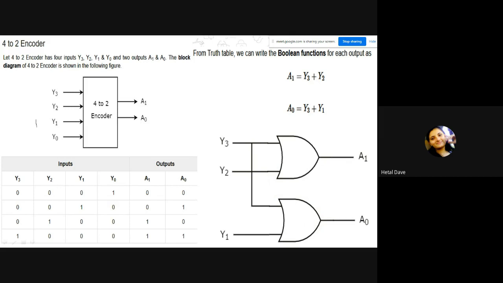Whenever y1 is pressed, means y1 is equal to 1, y2 is 0, and y3 is also 0. So our output is 0, 1. That is our aim. Whenever y1 is 1, our output should be 0, 1.